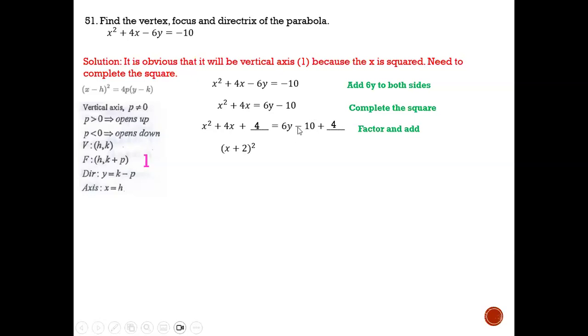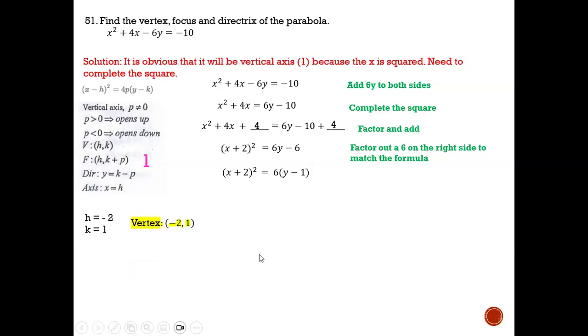On the right, we simplify 6y minus 10 plus 4. Negative 10 plus 4 is negative 6. Factor out what we can there. Factor out the 6. So I have x plus 2 squared equals 6 times y minus 1 when we pull out a 6. So this is the form that we have over here. We did it. The original equation, you had to complete the square on it, and that's the equation we have now. So we can get some of the values that we need now. Here's my h and k, negative 2, 1, and that's what I use for my vertex right there.